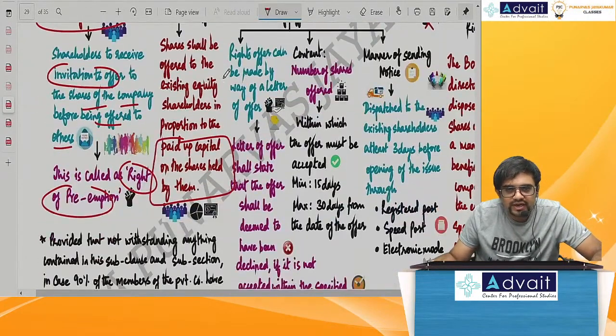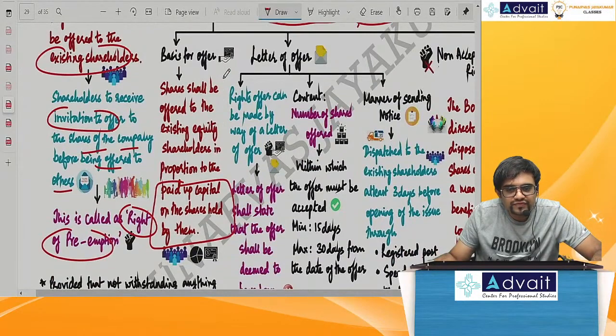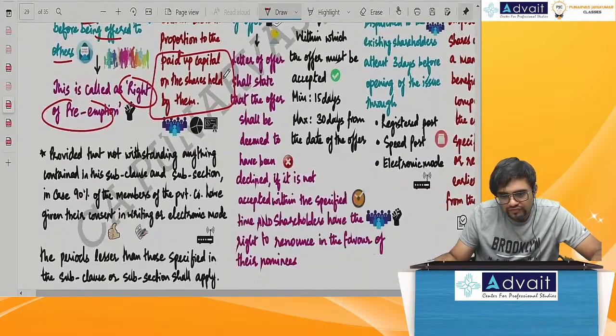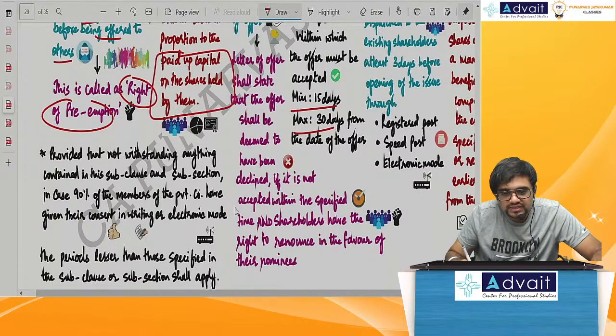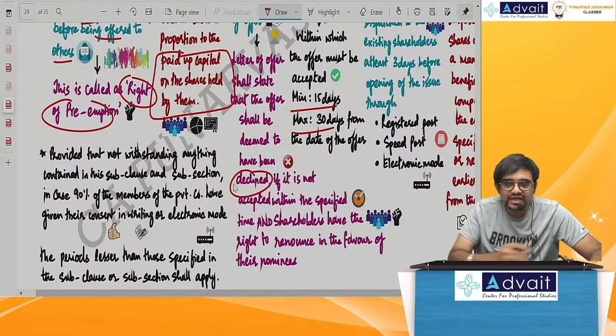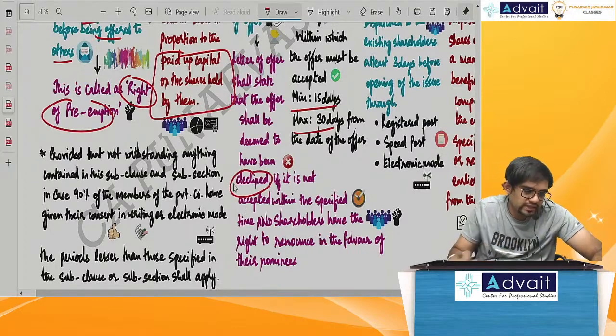There has to be a letter of offer. Rights offers can be made by way of a letter of offer. The letter of offer shall clearly say the time limit given, a minimum of 15 days, maximum 30 days. Within this minimum 15, maximum 30 days, if you do not apply, then I can say that it has been declined, which means I can now sell that right to somebody else.